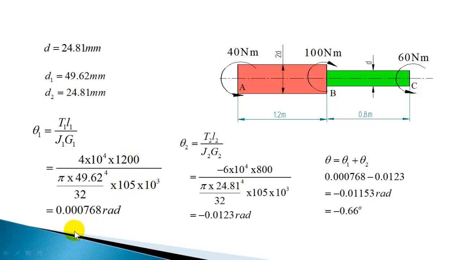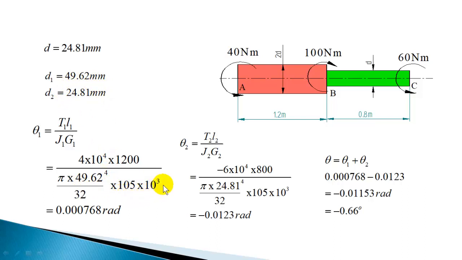Now to find the angular twist while transmitting this torque, you can use these dimensions to find the angular twist in each section. Then you can add. The angular twist in the first section is T1 L1 divided by J1 G. The torque transmitted is 4 into 10 raised to 4 Newton mm. The length of the first section is 1200. The polar moment of inertia is pi by 32 into d to the power of 4. The diameter we got is 49.62. The modulus of rigidity is 105 gigapascal.